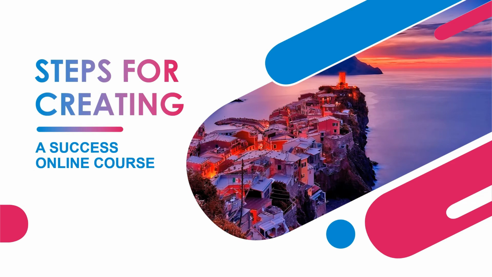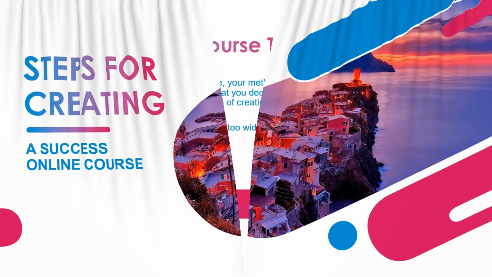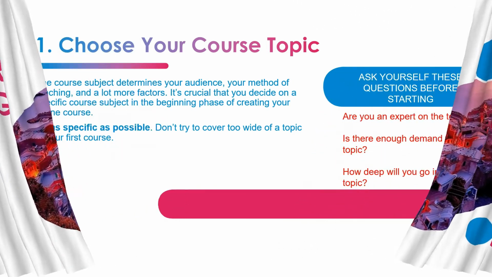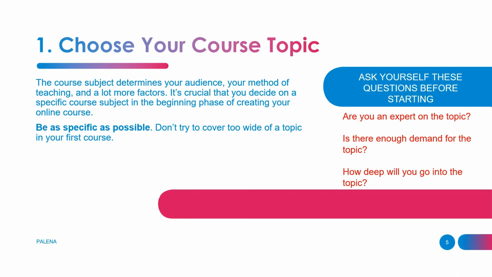I'm going to take you through the steps for creating a successful online course. Step number 1. For creating a successful online course, you should first of all choose your course topic. The course subject determines your audience, your method of teaching, and a lot of other factors. Well, it's crucial that you decide on a specific course subject in the beginning phase of creating your online course.